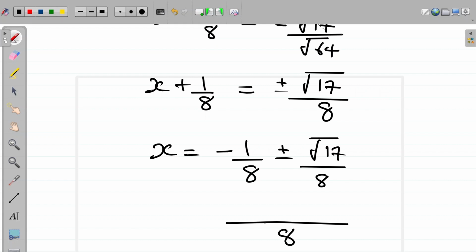So we have that 8 divided by 8 is 1. 1 times minus 1 is minus 1. Plus or minus 8 divided by 8 is 1. 1 times root 17 is giving us root 17.